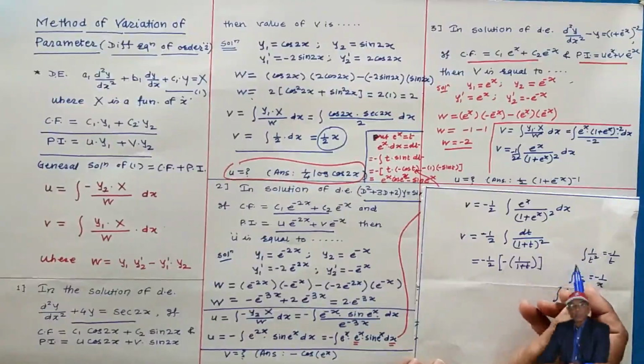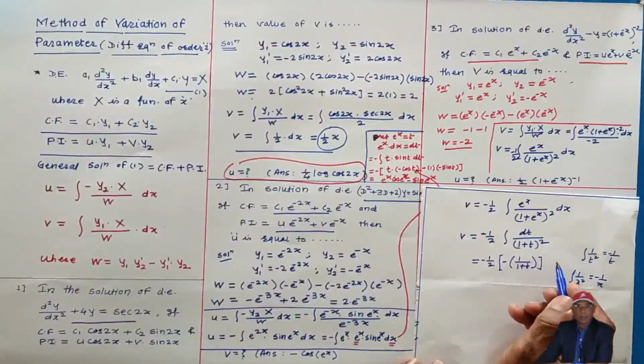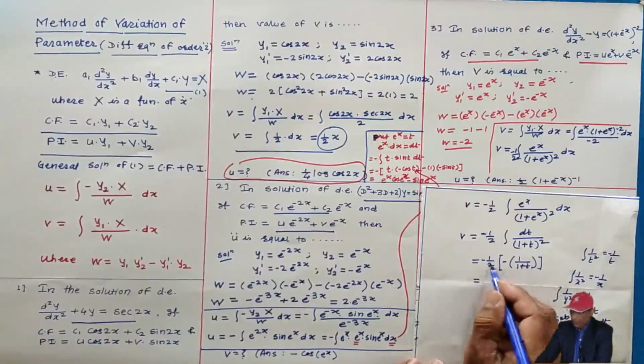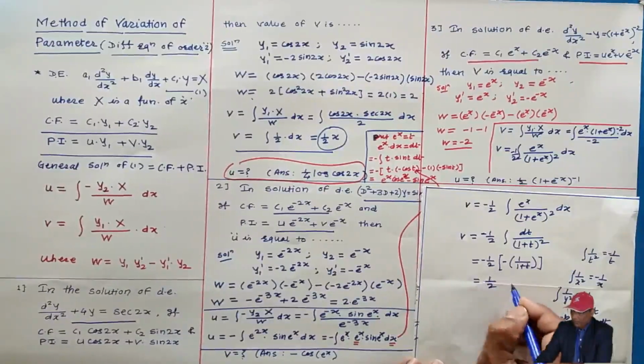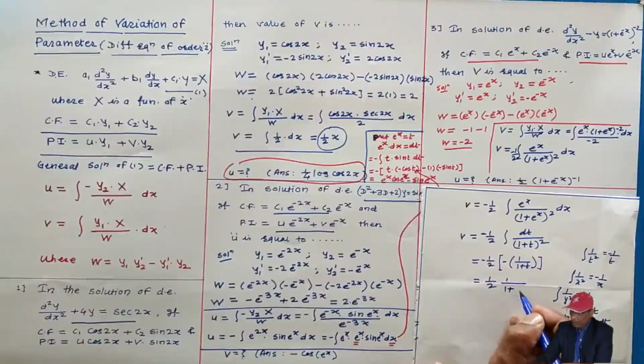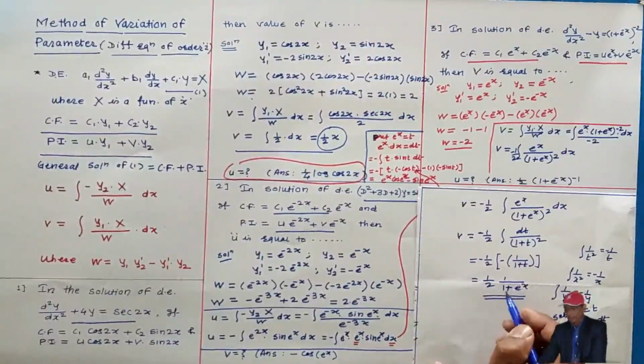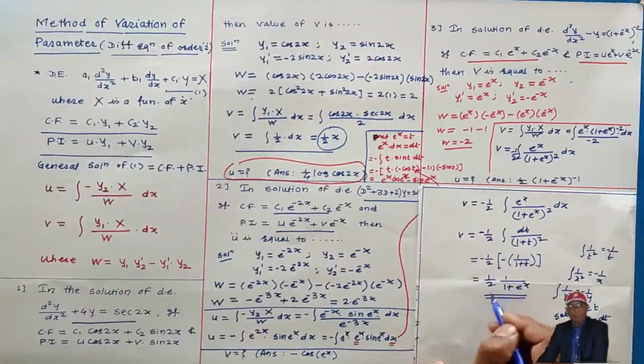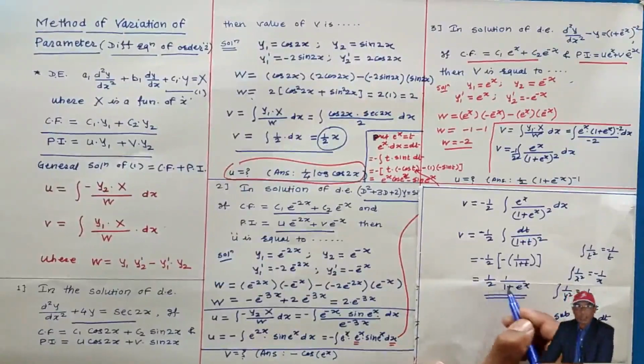Like this, the integral of t raised to power n is t to the power n plus 1 by n plus 1. Now this minus plus. Finally, I am putting the value of t, and t is what? e to the power x. So this is the value of v. The value of v we have obtained will be the correct answer for this MCQ. Okay, this is a little bit lengthy.